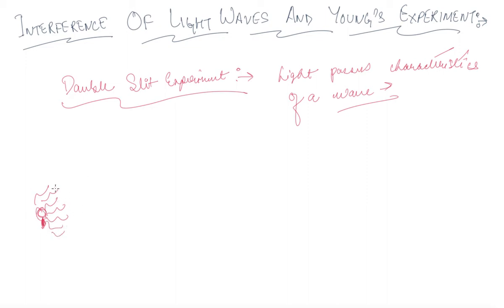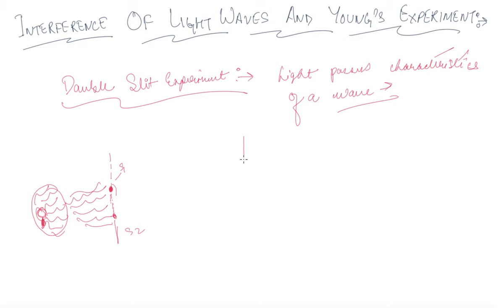So what he did was, to get a coherent source, he used a single source, and he took two very fine slits, so that light passes through these two slits, and these two in turn become the source of light. So this source is S1 and this source is S2.